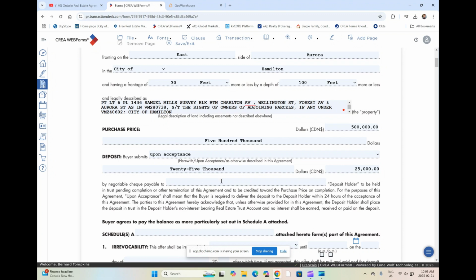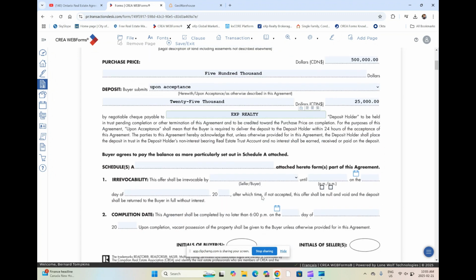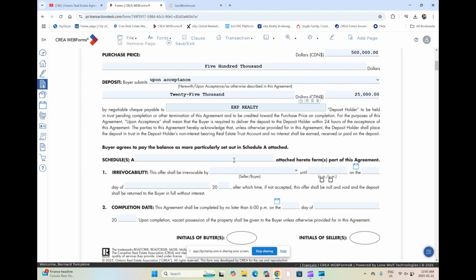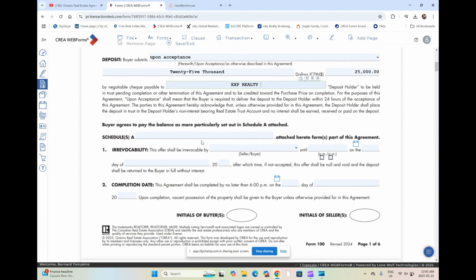In the schedules. So right under there it says the buyer agrees to pay the balance as more particularly set out in the Schedule A attached. So that's where the rest of the money, that's not the deposit, is going to be stated, how it's going to be paid and when it's going to be paid. And that's going to be in the Schedule A that's at the end of the agreement. So right below here we have Schedule A. A is already inserted there.